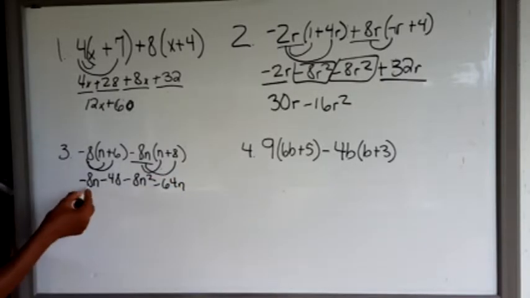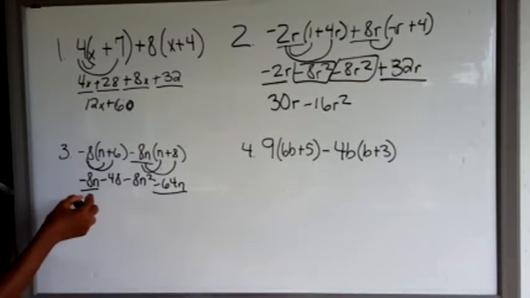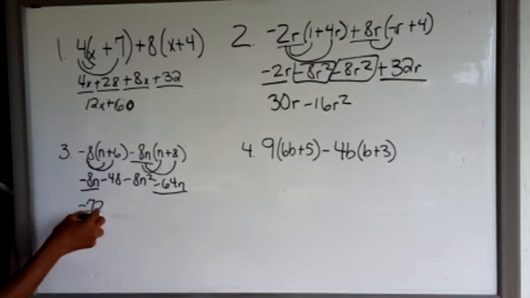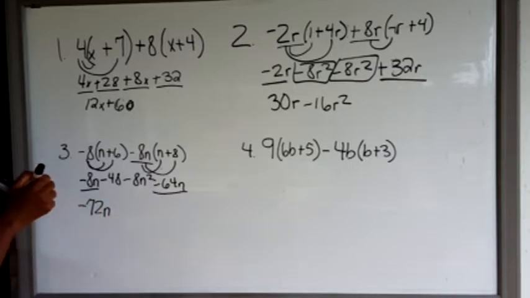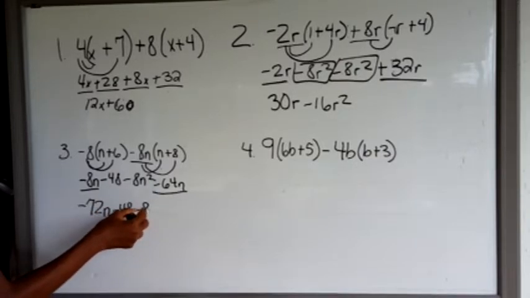So now we combine our like terms. We have negative 8n and negative 64n. So negative 8n minus 64n is going to be negative 72n. And then we bring down our negative 48 and bring down our negative 8n squared.